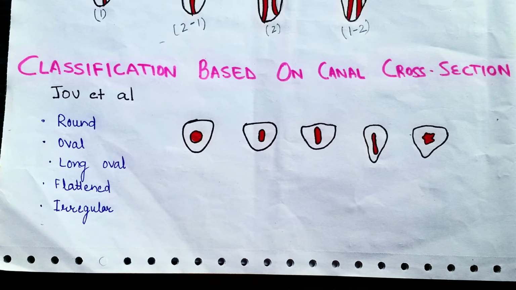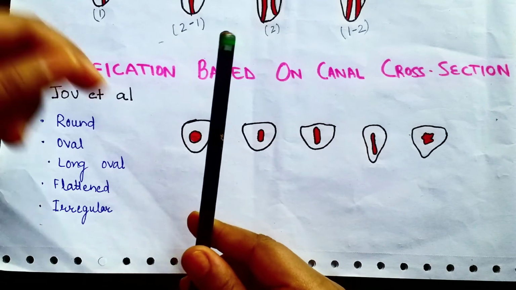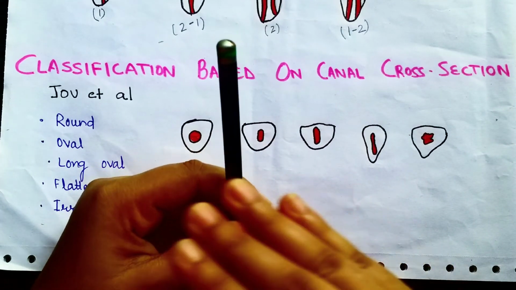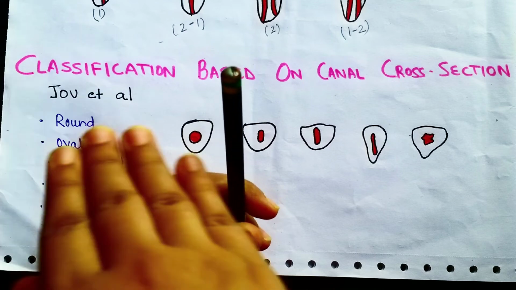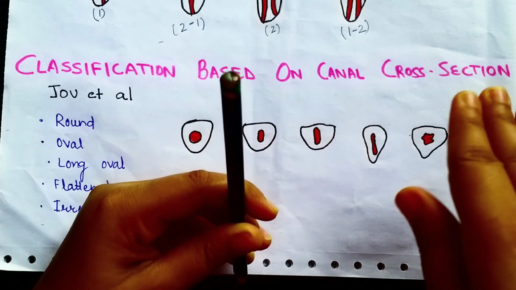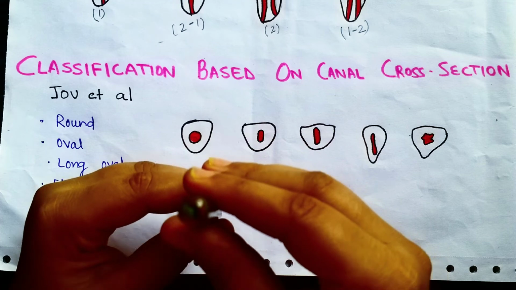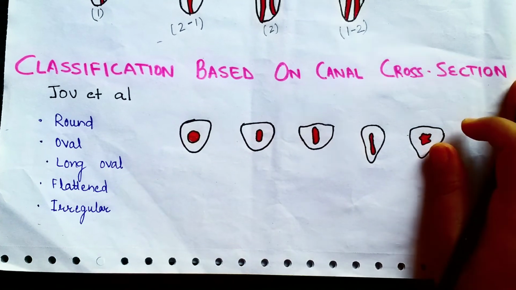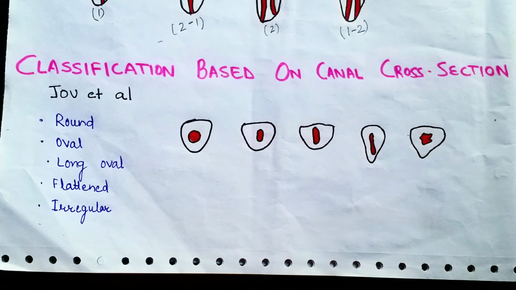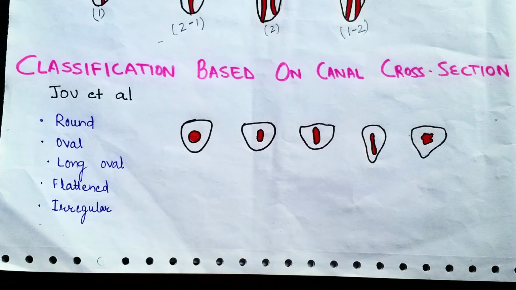So first of all, we should know what is a tooth cross section. If we imagine this pencil as a tooth, and if we cut it like this in a horizontal section, whatever the portion of the root which will be visible to us, that is known as cross section. According to the different shapes which we see in a root canal, when we cut a cross section through the root, we have divided root canal system into various types, and it was given by Jou et al, and it is also known as Jou et al classification.